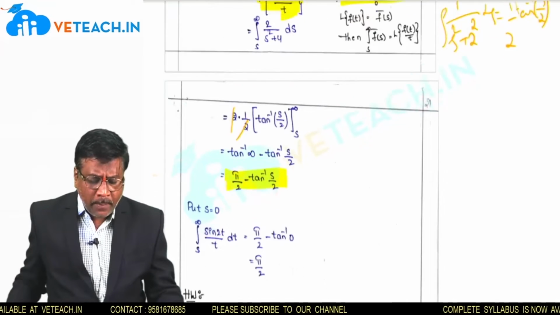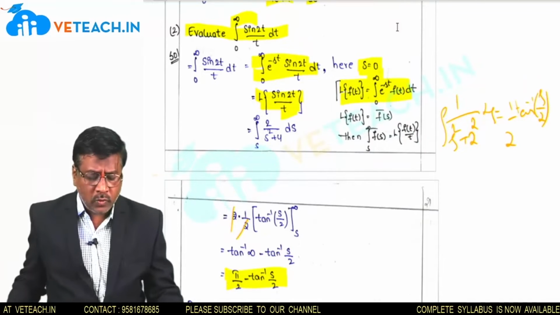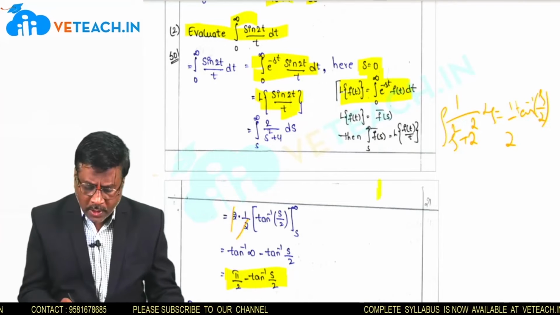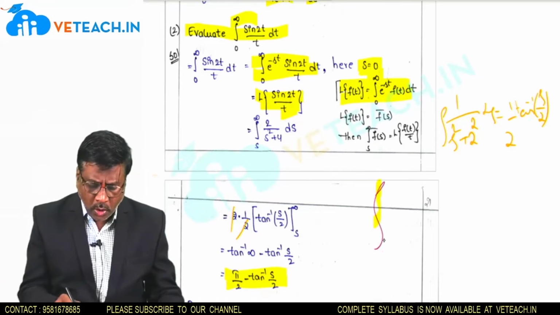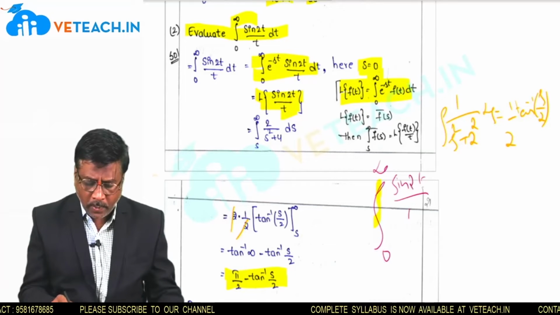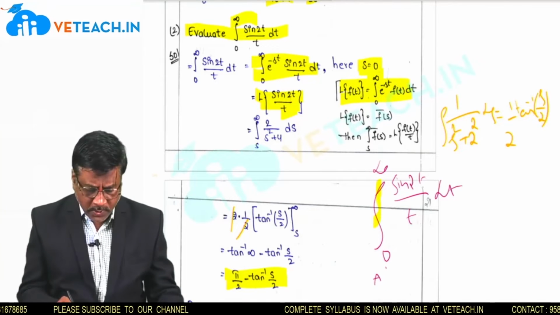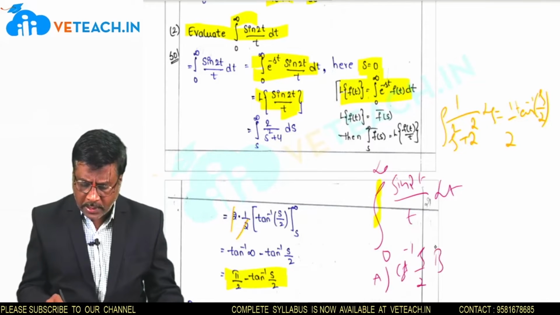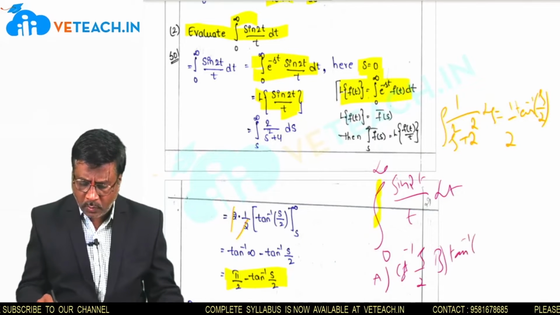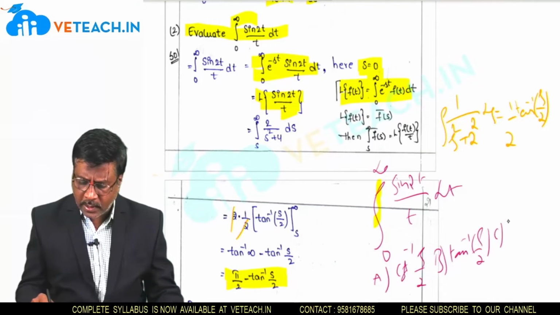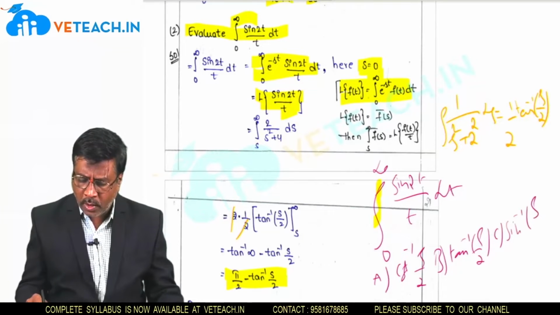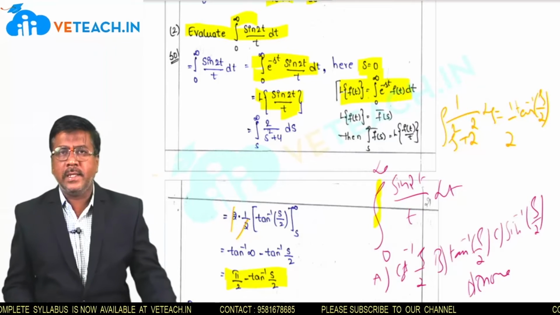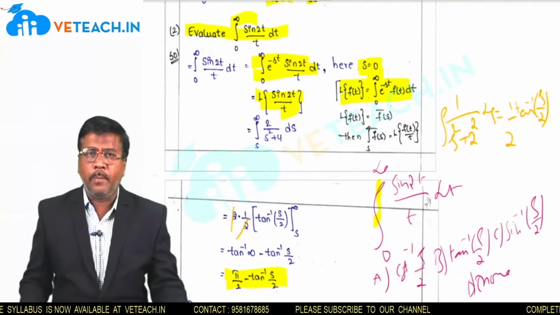Now, the same problem can be asked as a multiple choice question. What is the value of the integral from 0 to infinity of sine 2t by t into dt? Here the options are: option A is cot inverse of s by 2, option B is tan inverse of s by 2, option C is sine inverse of s by 2, and option D is none of those. Likewise, these types of problems are asked from the GATE point of view.